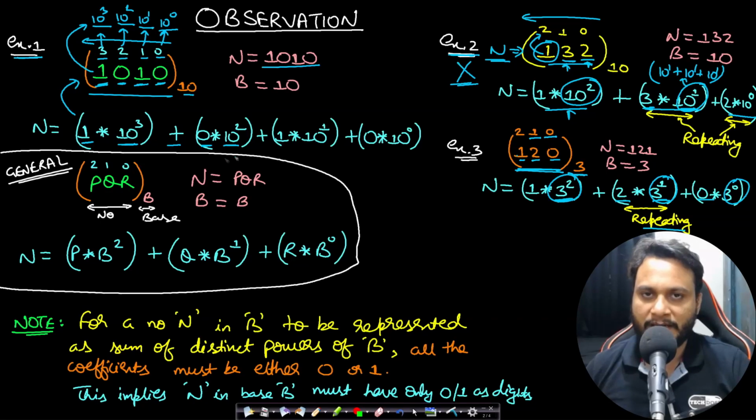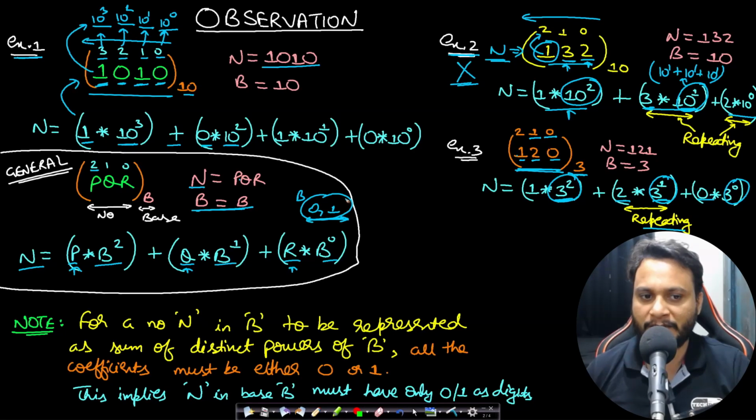So I can generalize it as if the given number is, let's say, PQR, where P, Q, R are actually the digits and all of them are in the range of 0 to b minus 1, where b is the base. Then this number will be represented as p times b to the power 2, because 2 is the position, q times b to the power 1 plus r times b to the power 0. And if you want them to be represented as sum of distinct powers of b, then all of these values p, q, r must either be 0 or 1. It is not possible that you will have any of these coefficient values greater than 1 and still be able to represent it as sum of distinct powers of b.